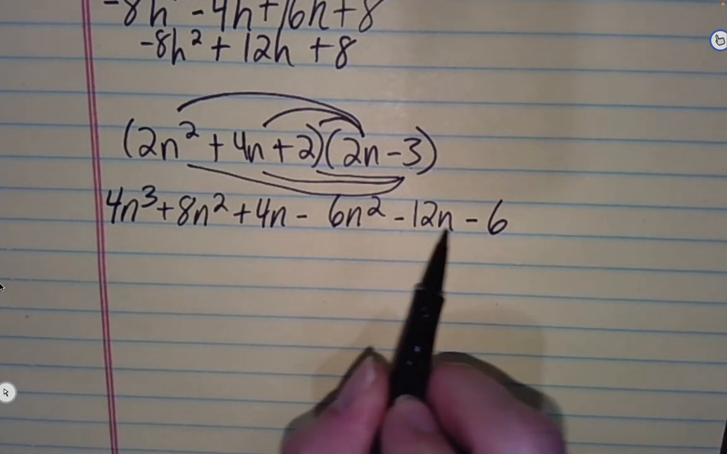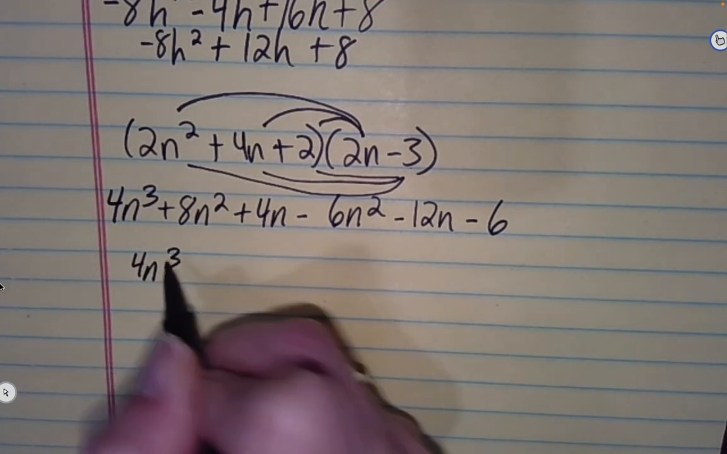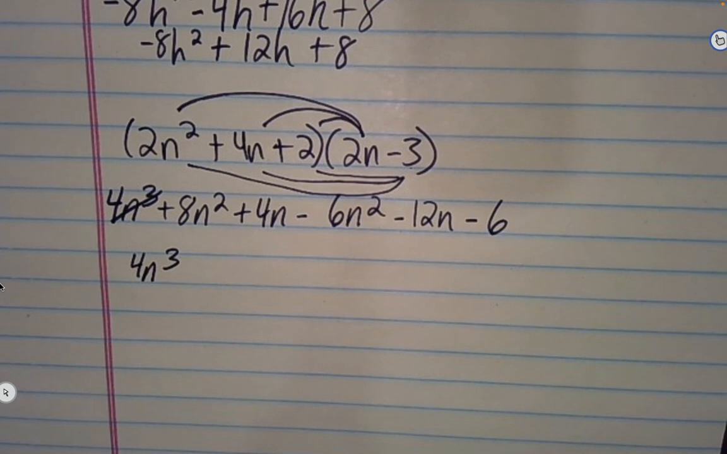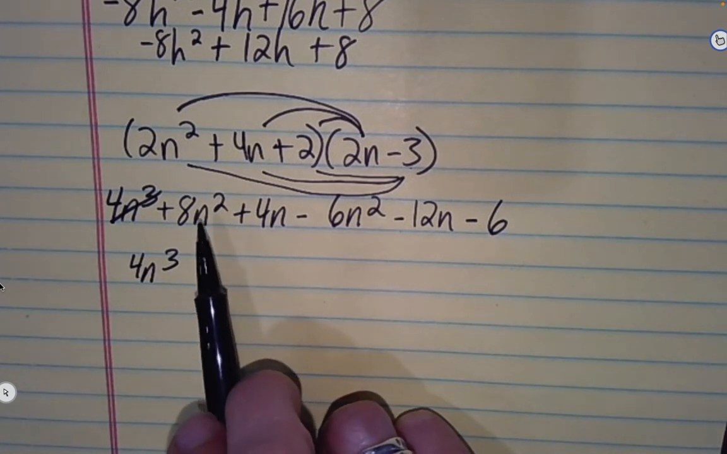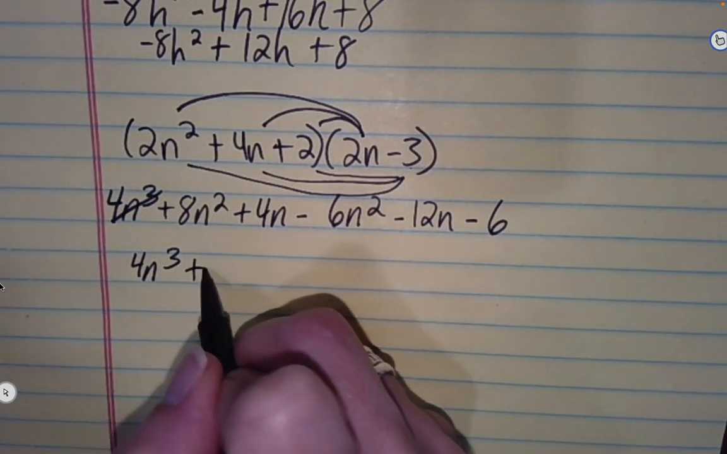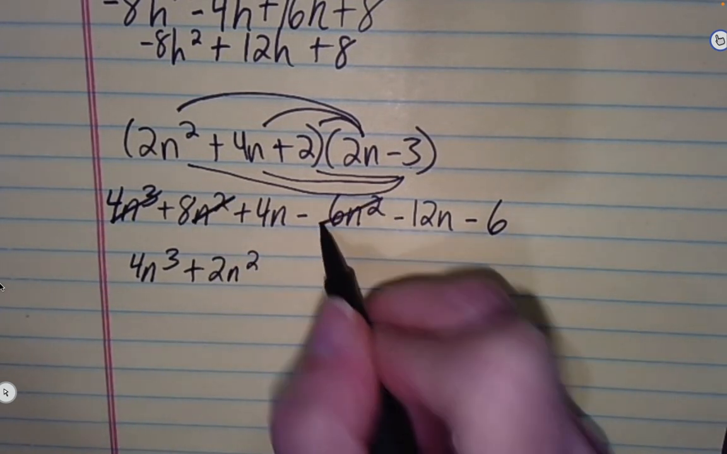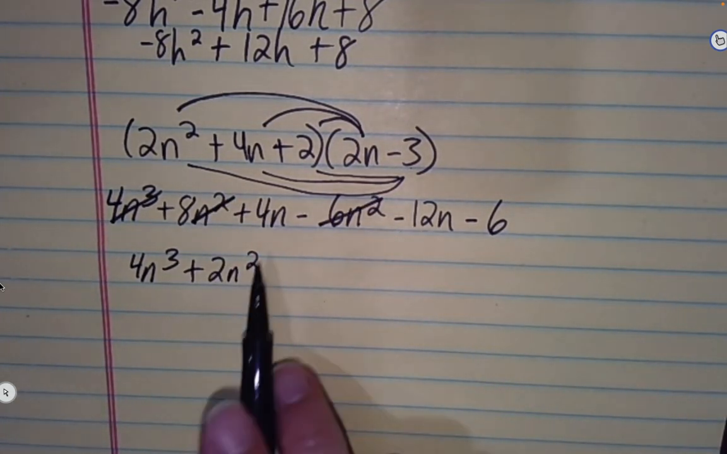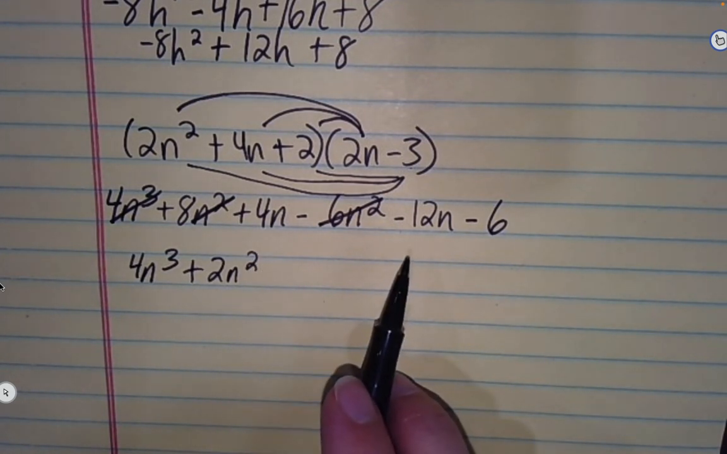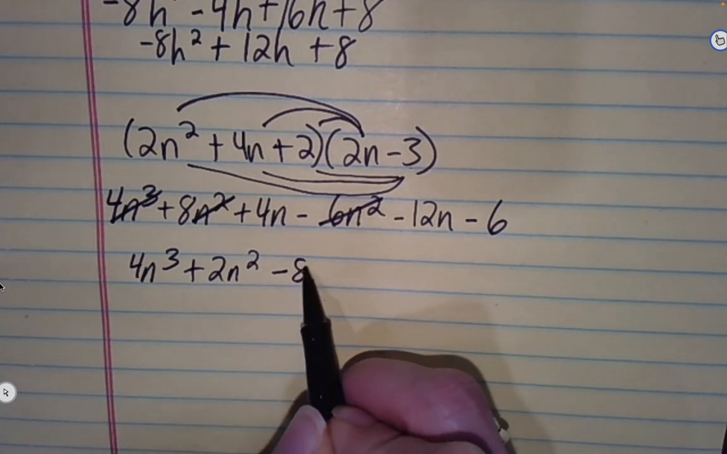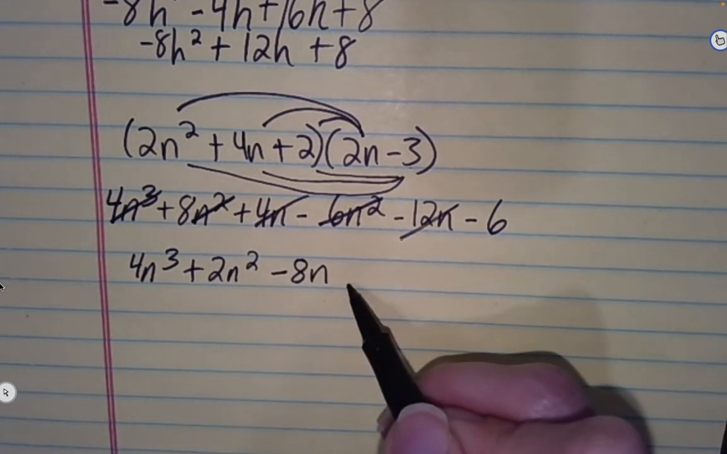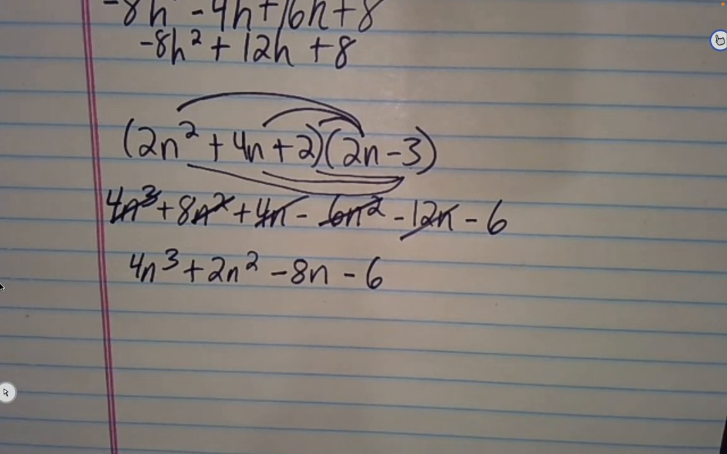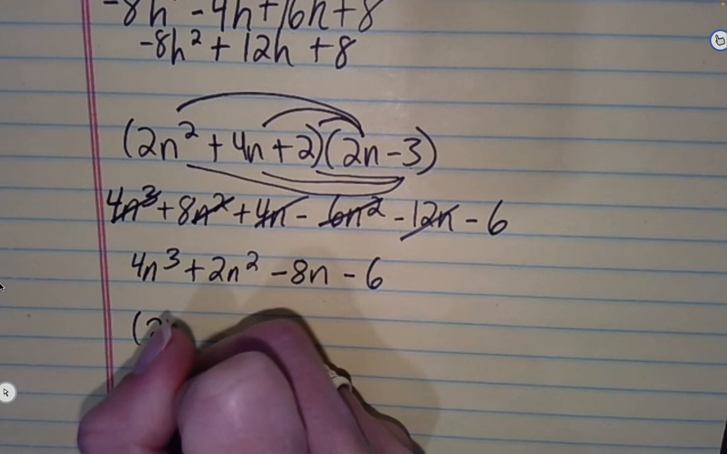So I don't have any other 4n to the thirds, so I'm just going to bring that one down. And I'm just going to mark it off so I know I did that already. Do I have any other n squareds? Yes. So 8 minus 6 is 2. Very good. So I'm going to mark those off. And then I have 4 minus 12, which is what? Negative 8n. That's right. And then just our last thing is minus 6. What answer choice is that? Let's see. Y'all got C? Okay. And then we'll do our last one.